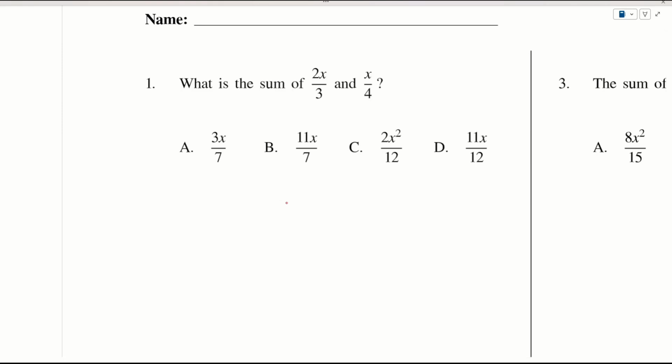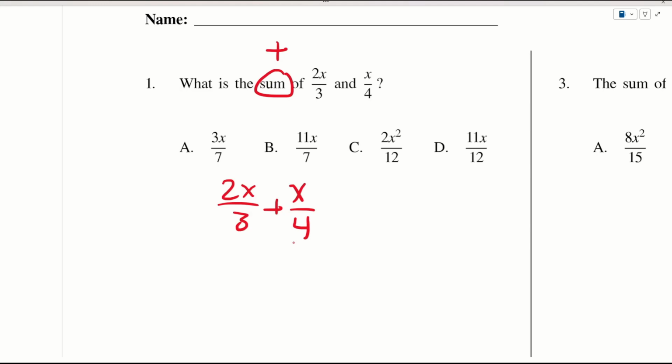You might be wondering, what is this question saying? Well, by looking at this keyword, sum means add. So if they're asking what is the sum of 2x over 3 and x over 4, we're just combining them. So this basically means 2x over 3 plus x over 4. One thing you must remember when you're adding fractions is to get them to have a common denominator. You cannot just add them like 2x and x, and 3 plus 4 is 7, because that does not work.